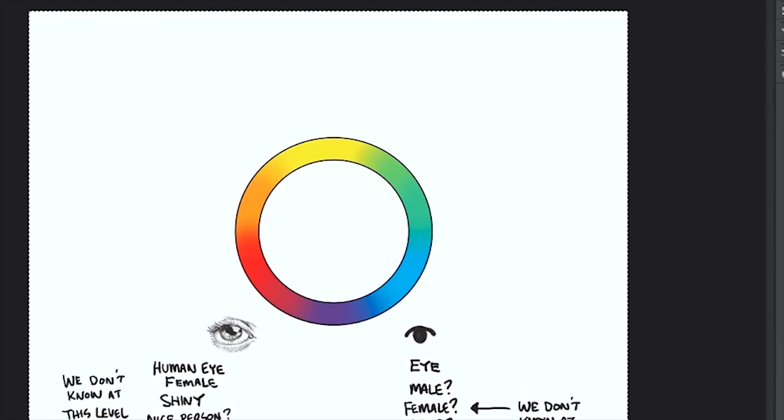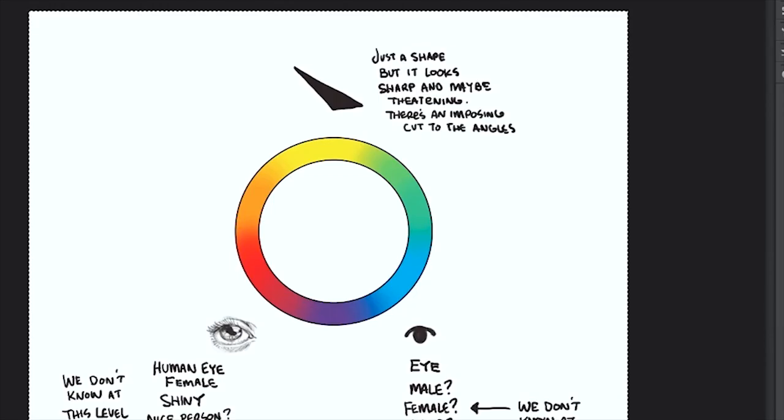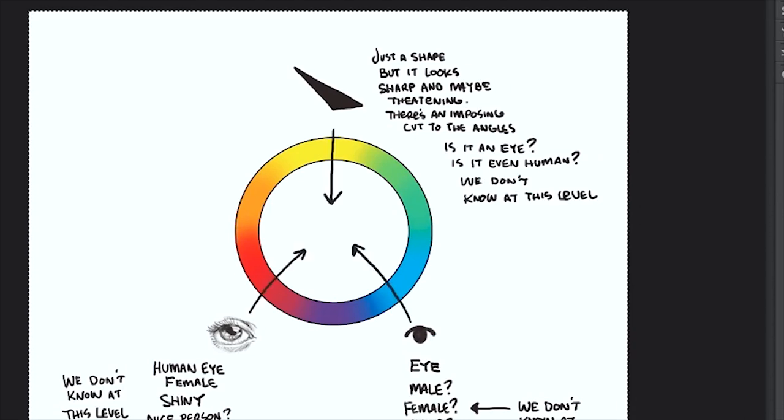We need more information. So we're gonna go up to the abstractive section, all right? And here we just have a shape. Now this shape is a triangle. It's cut in a very sharp, aggressive way, okay? It's just a shape, but it looks threatening maybe. There's an imposing cut to the angles, right? But from that shape, we can't tell, is it an eye or is it even human? We need to combine these 3 elements together to actually make something stylized. And so I'm going to combine those together in the middle here.